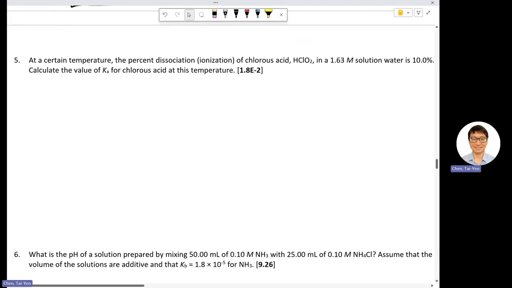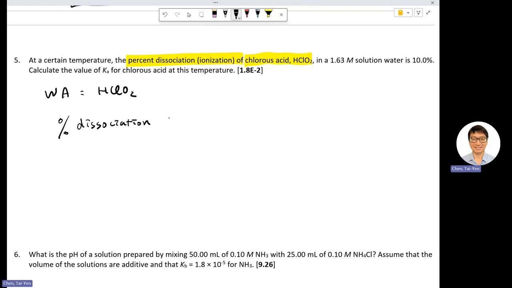Okay, so question number 5. At a certain temperature, the percent dissociation of an acid. So you know this is actually a weak acid solution, right? This weak acid is HClO2. From the description, you know your percent dissociation is 10%, right? That means it's equal to 0.1.